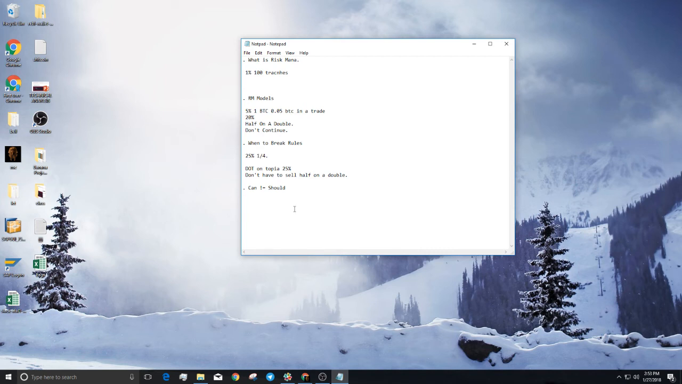Now, the final thing that I want to talk about is this, right? Just because you can make a trade, you have 100 tranches, doesn't mean you should make that trade. Just because you can, doesn't mean you should.